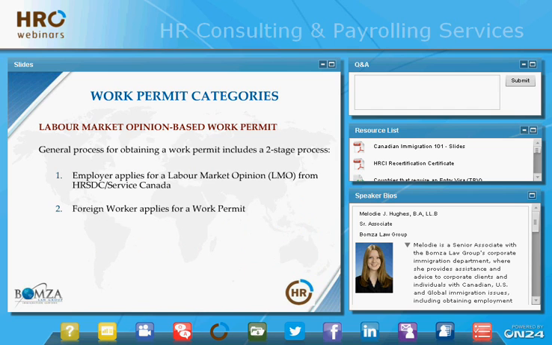Second, once the LMO has been approved and issued, then the foreign national may apply for his or her work permit. Depending on where they're a citizen of, or if they need a medical exam, that application is either made by the foreign worker to a visa post abroad, or sometimes it can be made at the port of entry when they arrive in the country.